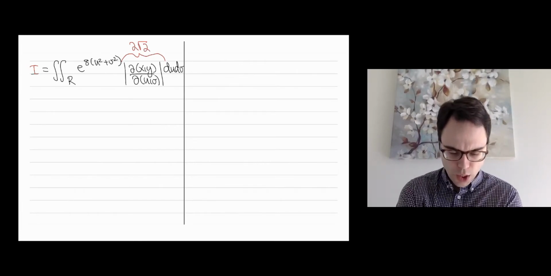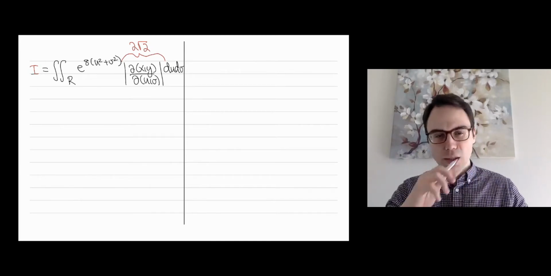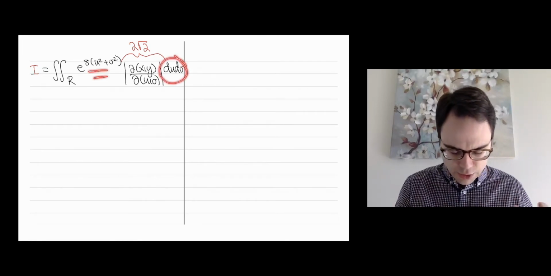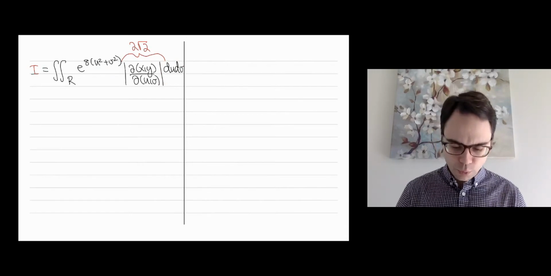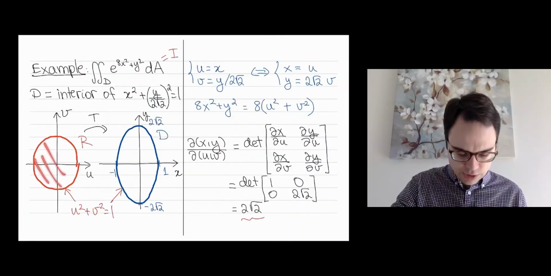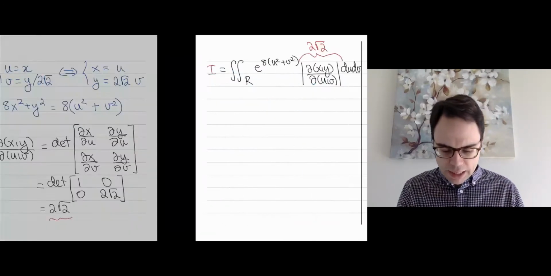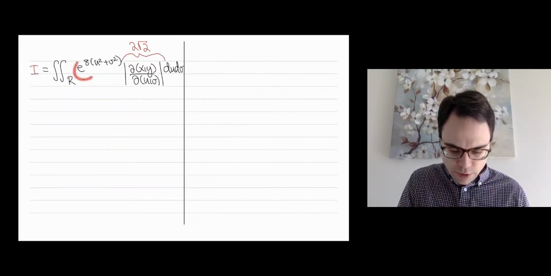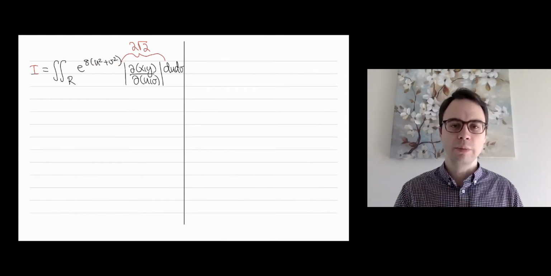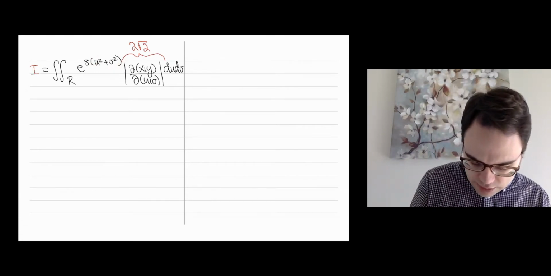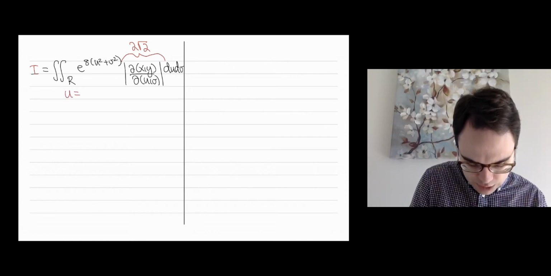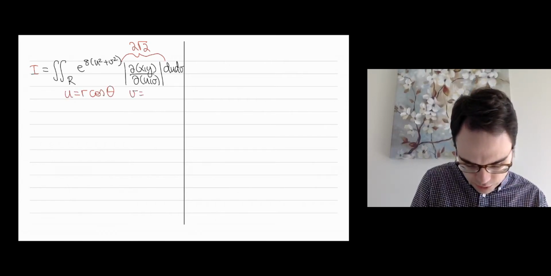Okay, so we have a slightly better looking integral, but we still don't want to compute this integral directly in terms of u and v. This integral is really begging us to use polar coordinates. The region of integration is a disk in the uv plane, and the function we're integrating really depends on u squared plus v squared, which is the distance from the origin of the uv plane. So what I'm going to do is introduce polar coordinates in the uv plane. So u is r cosine theta, and v is r sine theta.